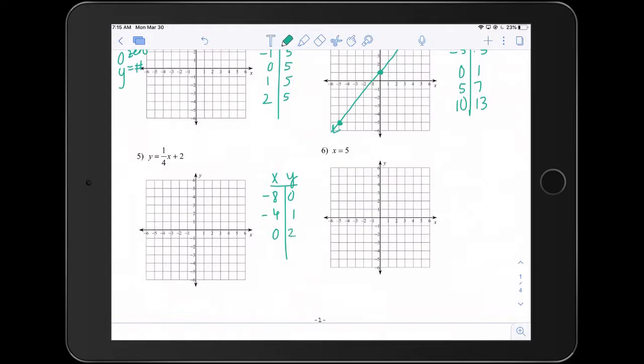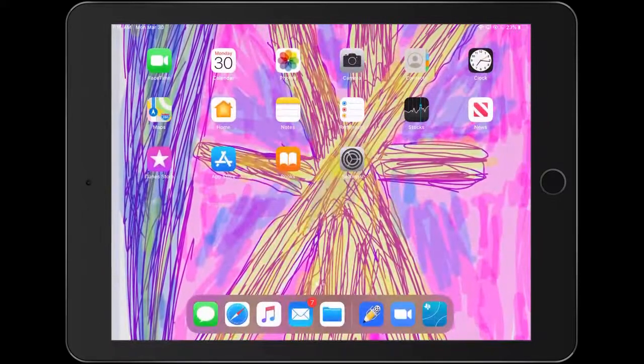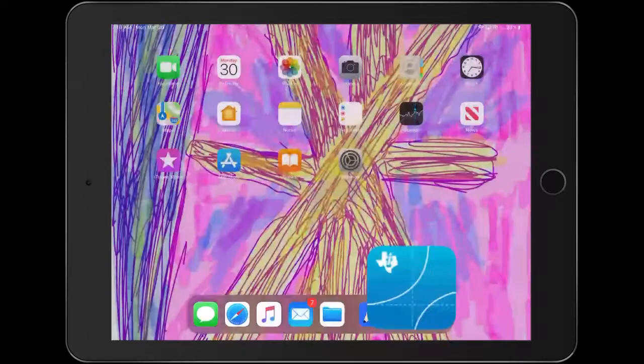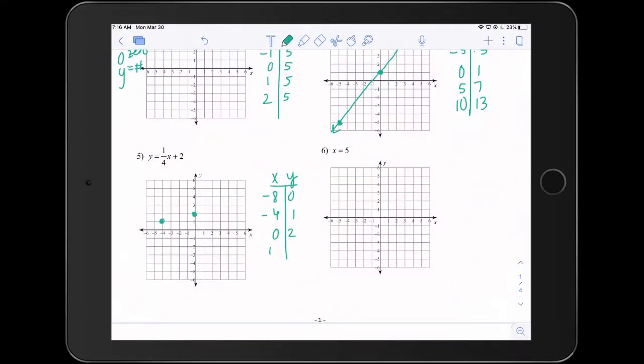So negative 8, 0, I cannot plot, it's a little bit too far off. Negative 4, 1, 0, 2, and I can get one more in there. Let's go back here. 4, 3. Over 4 and up 3. Perfect. Draw my line. All right, so that's one more example.